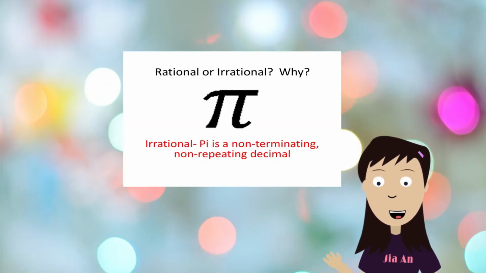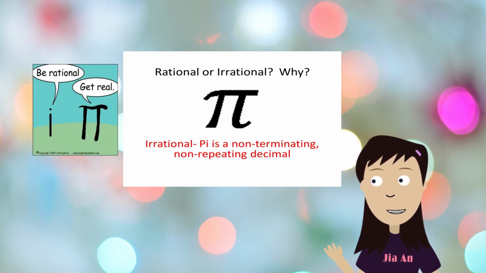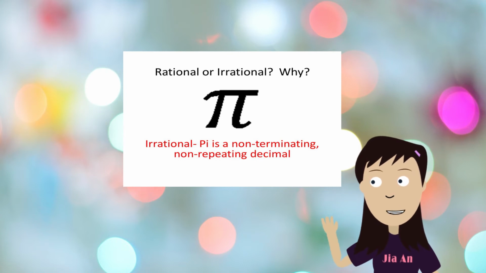Pi is an irrational number, which means that it is a number that can never be expressed as a ratio of 2 whole numbers. So no matter how close you get, you will always be a few numbers off from getting the true value of pi. Pi is irrational because since it has an infinite number of digits after the decimal point, it can't be expressed as a fraction, which makes it an irrational number.